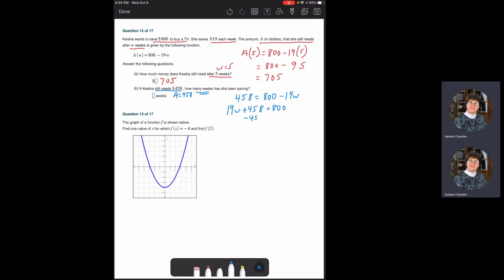Let's see, I think I need to do that because I'm going to be doing all this math in my mind. This is what you should be doing, right? Because the final exam has no calculator. All right, so 800 minus 458, that's a 2, that's a 4, that's a 3. Oh, goody, now we get to divide by 19.